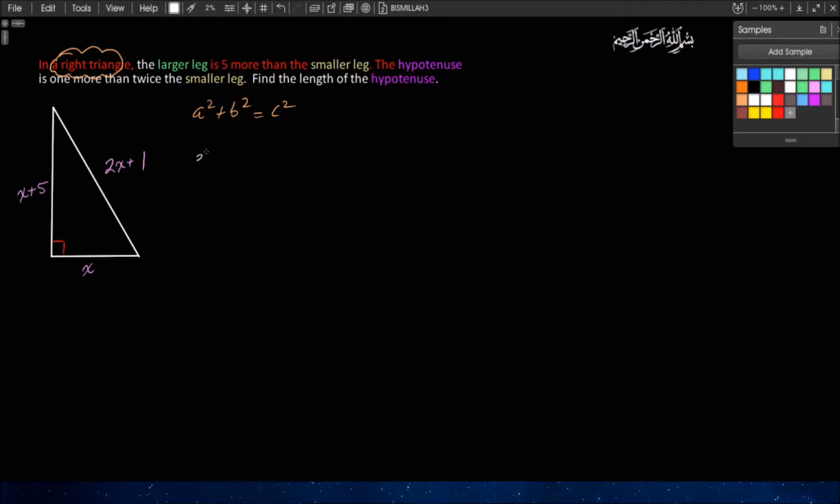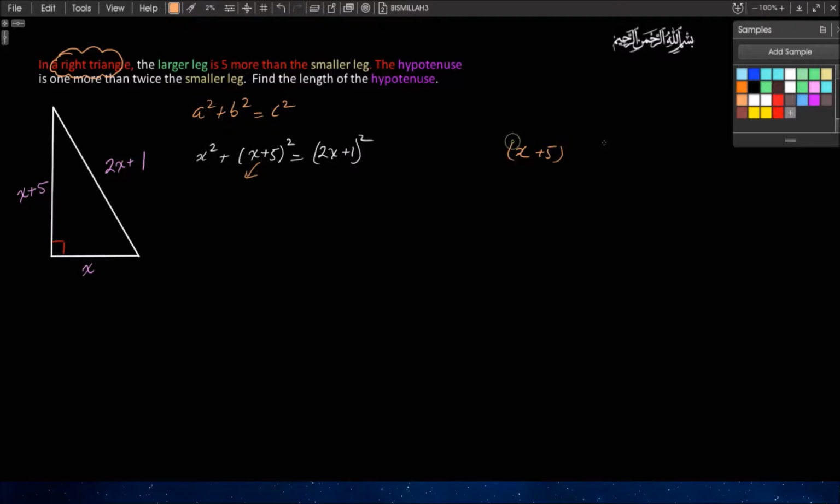Then I can say a squared, which is going to be x squared, and it doesn't really matter which one is a and b because you're just going to square them all. Then I have b squared, which is going to be x plus 5 squared, equal to the hypotenuse squared, which is 2x plus 1 squared, okay? Now I'm going to solve this. How am I going to solve this? First, I'm going to expand these.